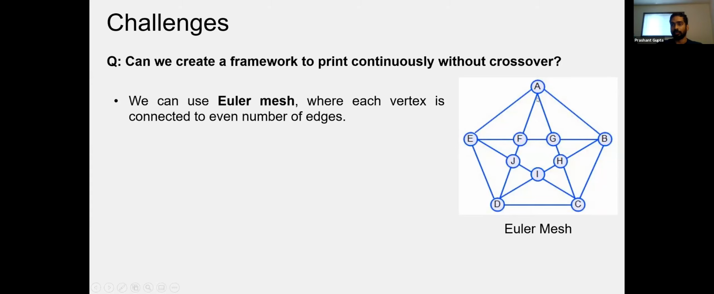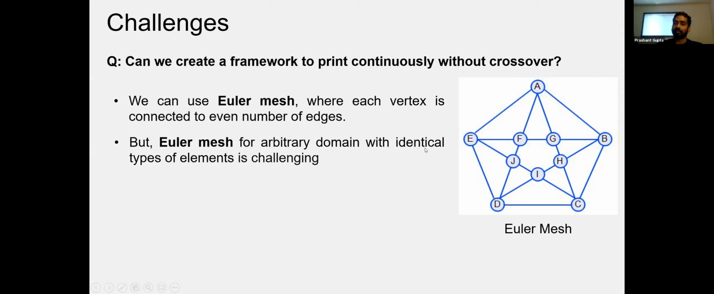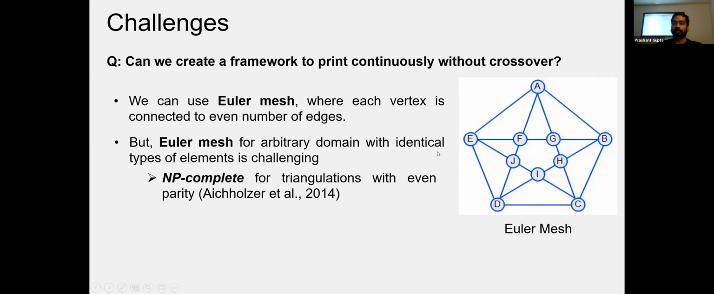As you can see in this figure, this is an Euler mesh. Each vertex is connected to 4 vertices. But there is one more thing to observe, that this Euler mesh has triangles and some pentagons. Now the question is, can we create an Euler mesh such that we only have triangles or pentagons, basically identical types of cells? That could be a challenging problem. For instance, triangulation where each vertex has even degree is an NP complete problem. Even having a tour without crossover over a mesh is still an open problem.